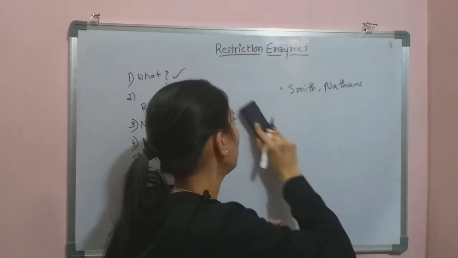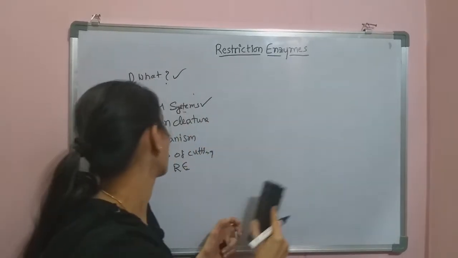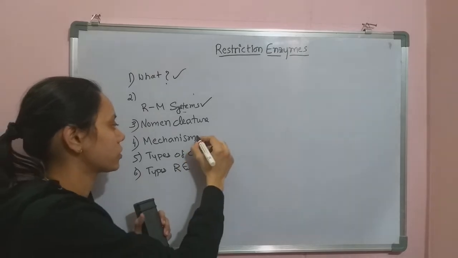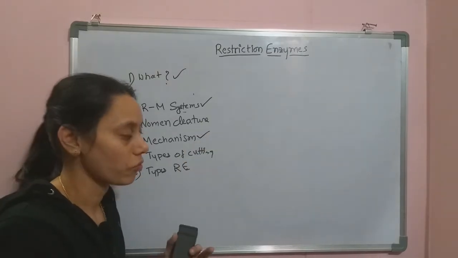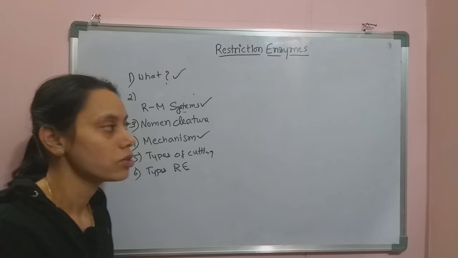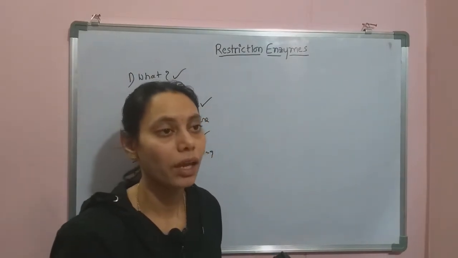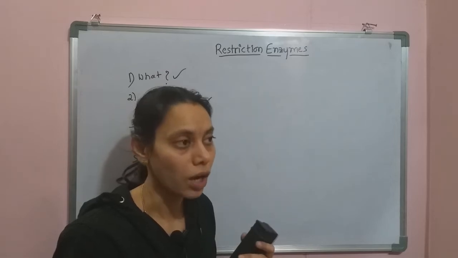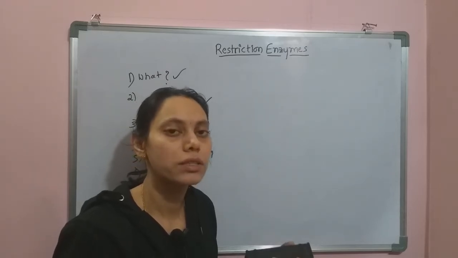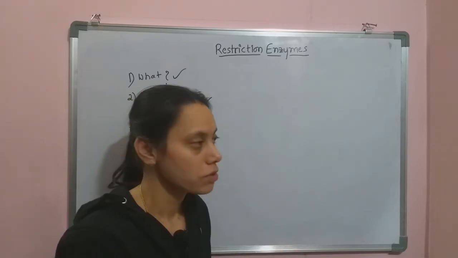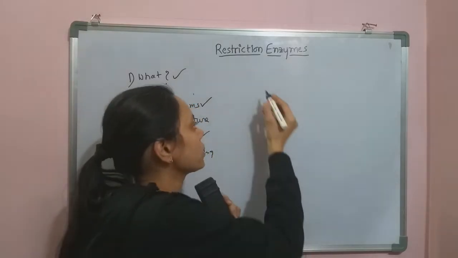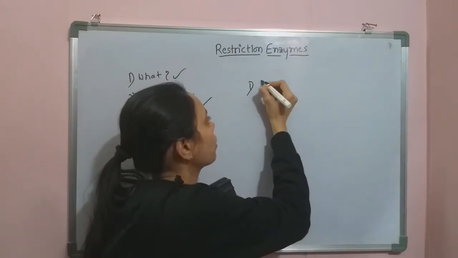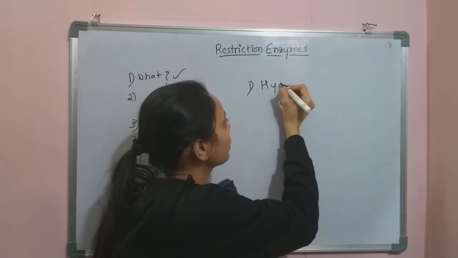Coming to the next point, how restriction enzymes work. That means what is the mechanism of restriction digestion. As we already discussed, they make cuts in the DNA, but how do they act as molecular scissors to cut the DNA? Basically they hydrolyze the DNA.